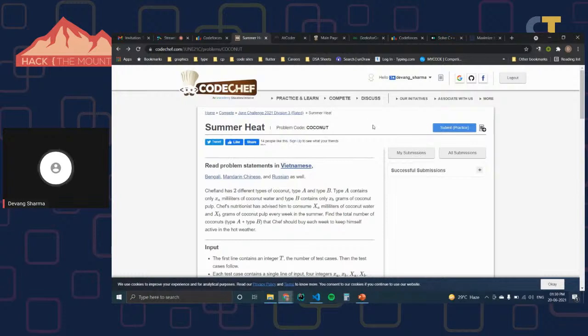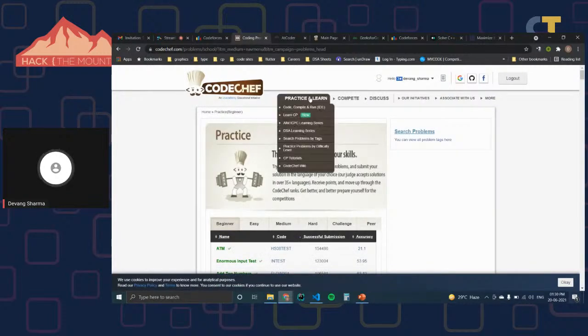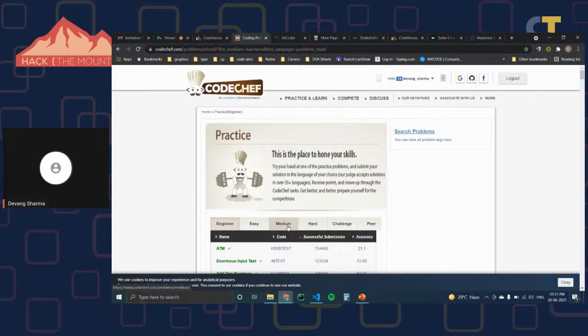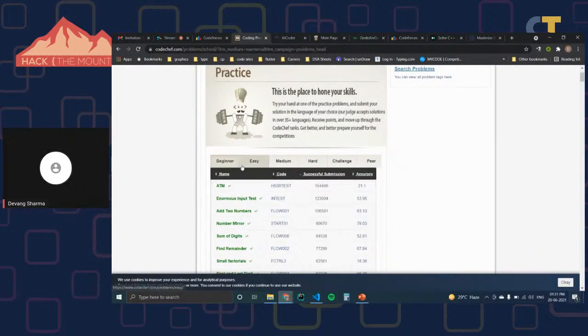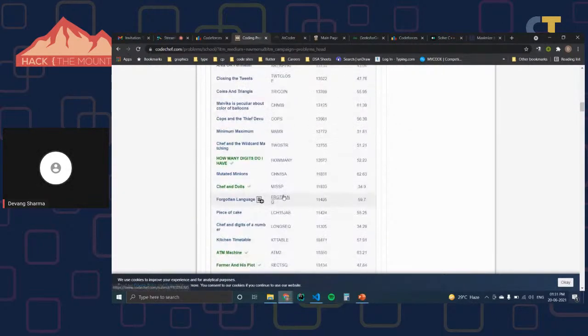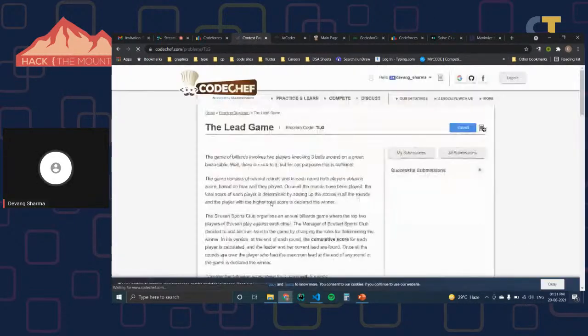Now let's see how you can find the real-time problems which we should do to practice. Here is the practice and learn section, with a section named practice problems. Once you click practice and learn, you end up at this place. Here are some tags of the problems: beginner, easy, medium, hard, challenge. Beginner problems are the basic coding problems, and you can solve any of them you want. Suppose I want to solve the Lead Game, I click on it, and in the same way I can click on submit and the problem will be submitted.